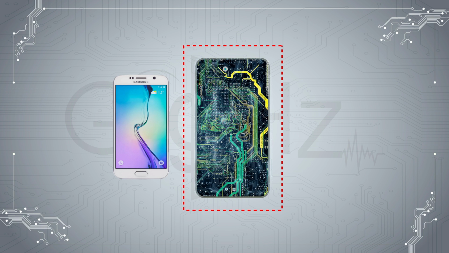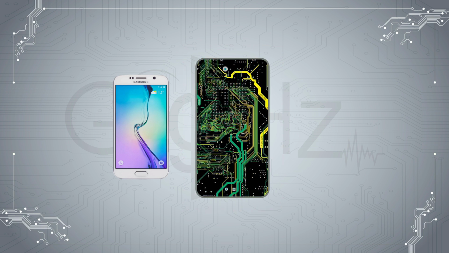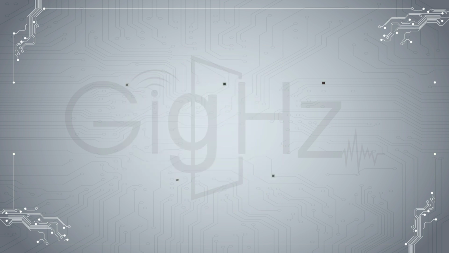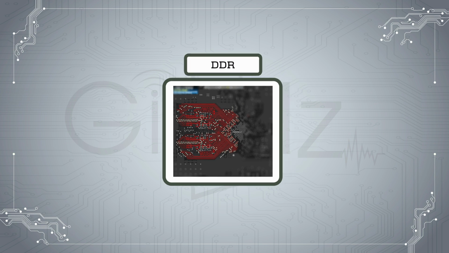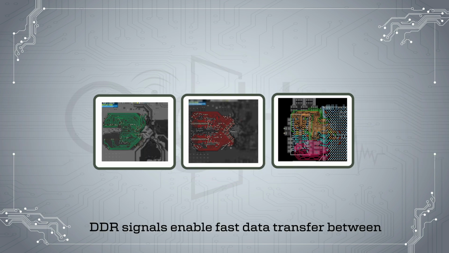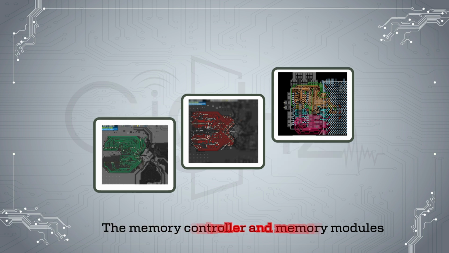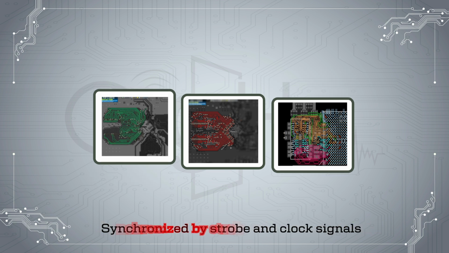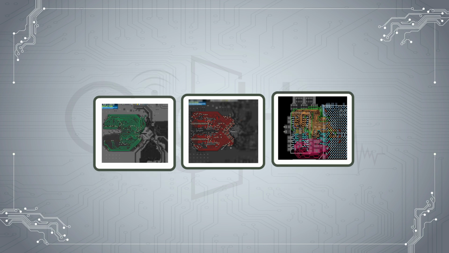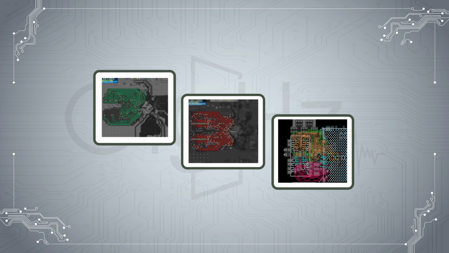Now let's examine DDR signals, which enable fast data transfers in high-performance systems. DDR signals. DDR signals enable fast data transfer between the memory controller and memory modules, synchronized by strobe and clock signals. These signals are crucial for high-performance computing systems. We'll now address some of the challenges encountered in high-speed signal design.